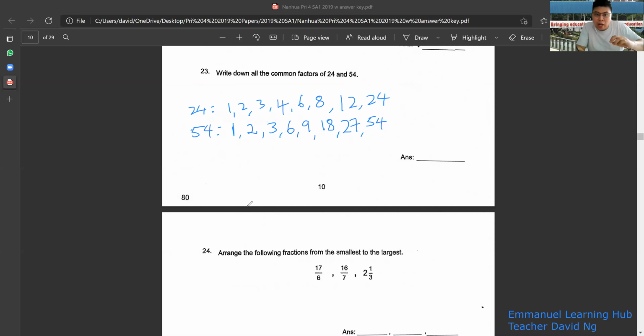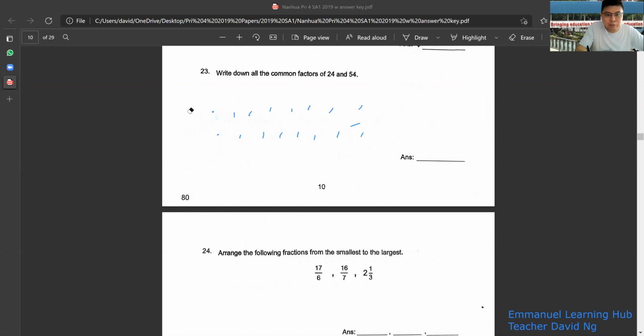Okay. Can you tell me what are the common factors? 1, 2, 3, 6. Is that all? Yes, very good. Okay, let's move on to the next one.